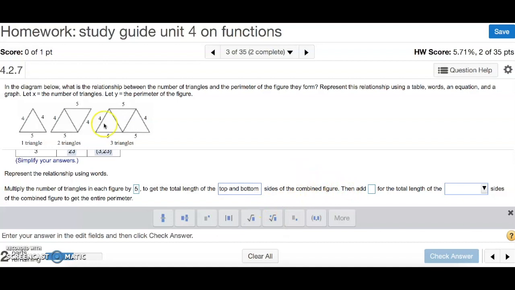Now we add the sum of the left and the right of the first triangle. In fact, in each triangle, the sum of the left and right is going to be the same, and that is 4 plus 4, which is 8. And that's the total length of the left and right sides to get the entire perimeter.